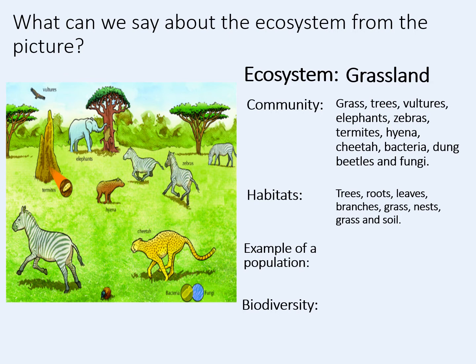And the example of a population would be all of the numbers of one species. So for example, the number of elephants. And the biodiversity is a variety of different species. So in this case, in the grassland, the biodiversity would have more than 11 different species. So well done if you managed to get all of the components of these ecosystems correct.